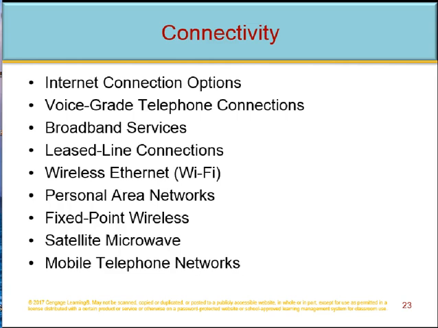Digital subscriber lines, DSL, is a higher grade of telephone service, and it provides asymmetric digital subscriber lines. You can get bandwidths of up to 640 kilobits per second upstream and 1 to 15 megabits per second downstream.